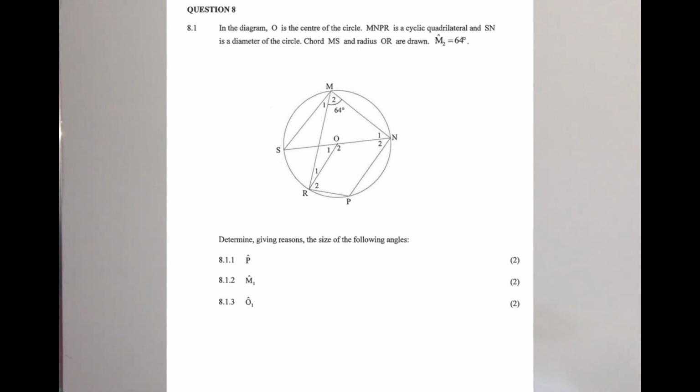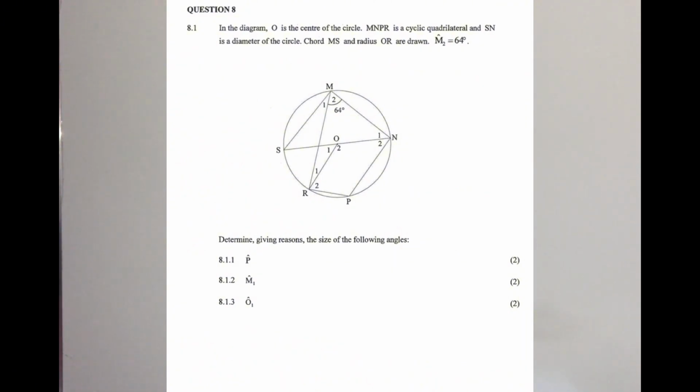And then they further say MNPR is a cyclic quadrilateral. If they tell you that a diagram is a cyclic quadrilateral, what do you know about a cyclic quad? You know that the opposite interior angles add up to 180. The exterior angle of a cyclic quad is equal to the interior opposite angle. And then you just update your sketch. And then they continue, saying SN is the diameter of the circle. When they give you a diameter, you know a diameter subtends a 90-degree angle at the circumference. Angle in a semicircle. And then they further say chord MS and radius OR are drawn.